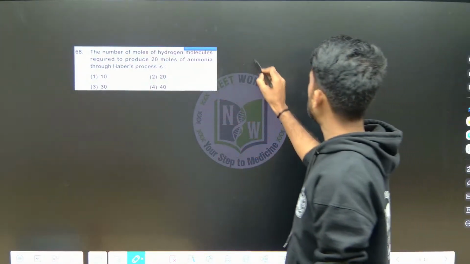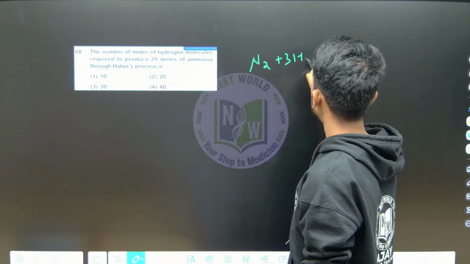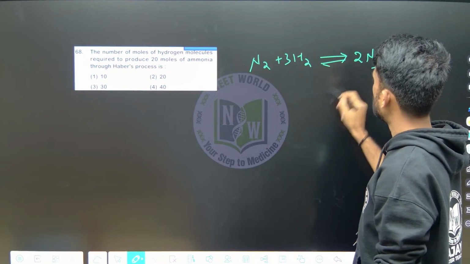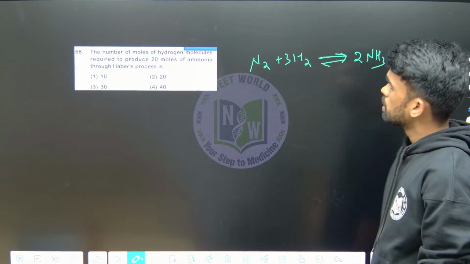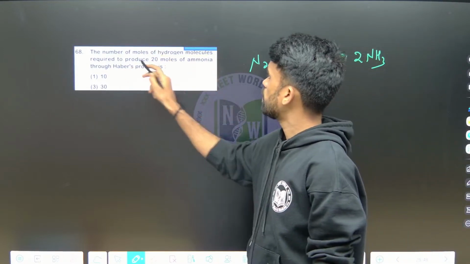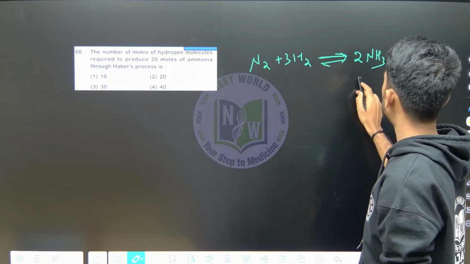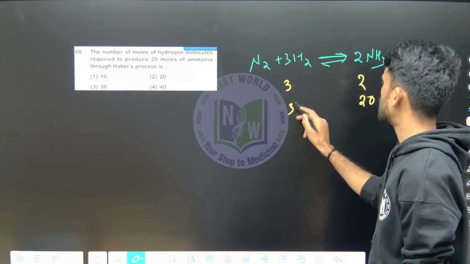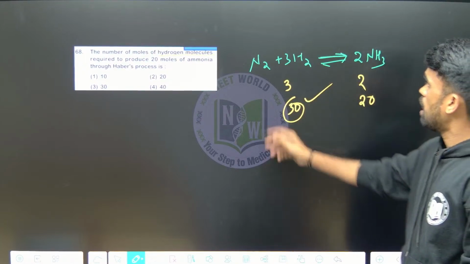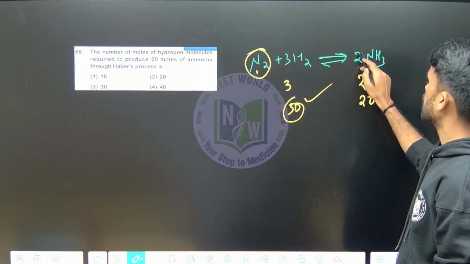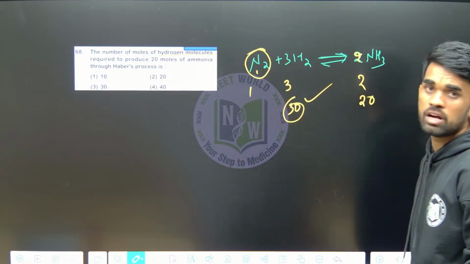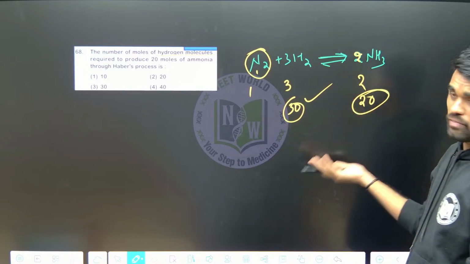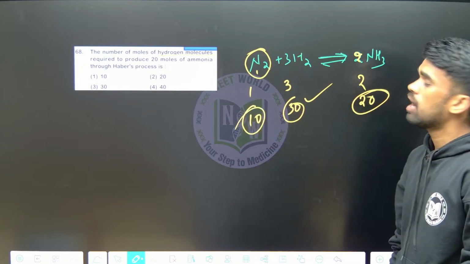So this is very simple. N2 plus 3H2 gives rise to 2 NH3, we are writing Haber's process now, you can write the equilibrium symbol. Now the number of moles of hydrogen required to produce 20 moles of ammonia: for 2 moles we require 3 moles of hydrogen, for 20 moles we require 30 moles of hydrogen, that's it. For nitrogen, for every 2 moles of ammonia we require 1 mole of nitrogen, so for 20 moles just multiply by 10, that's it, 10 moles of nitrogen is required.